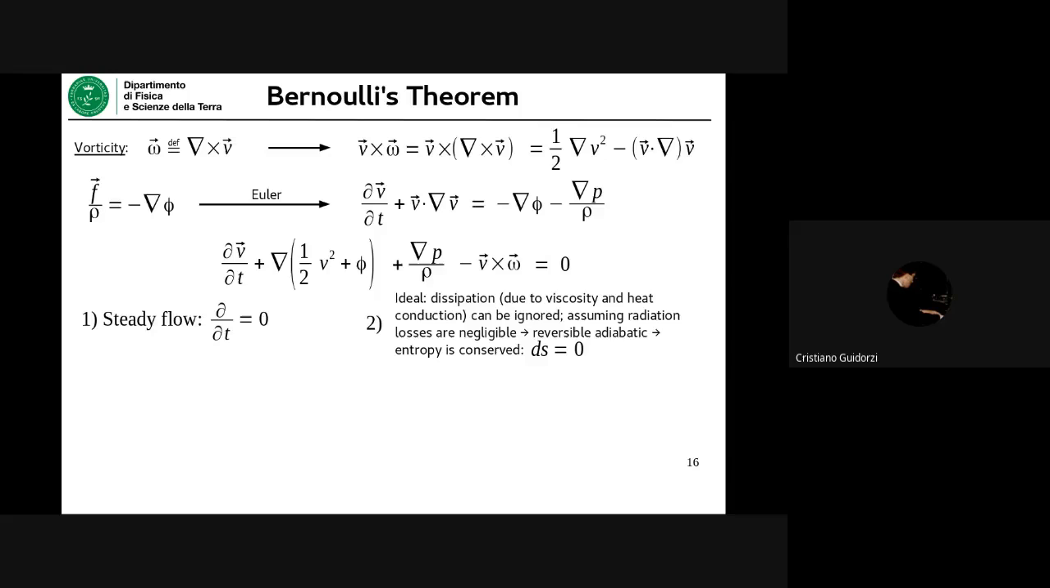So reversible adiabatic means that the entropy that we can associate to the fluid is conserved. If you focus on a fluid element and follow it as time passes, the entropy associated to that element will be conserved. So if I call S the entropy per unit mass, the variation of S along the trajectory of the element, dS/dt, is 0.